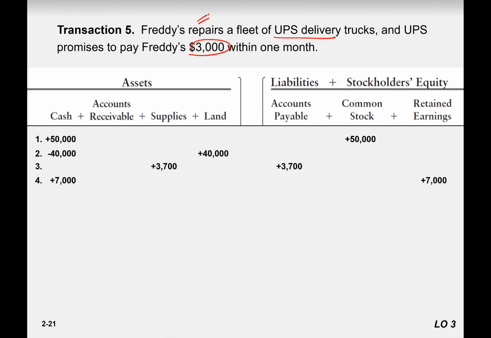But we didn't receive this. The part that I was confused with is that it says within 1 month, and then later on another transaction says we received. That's why I thought that later on we will add it as we get the money.